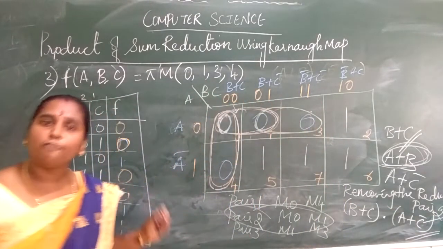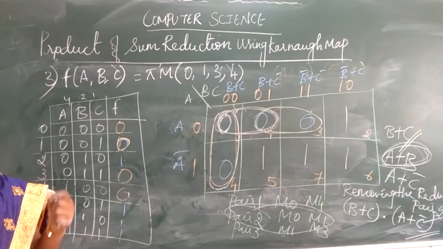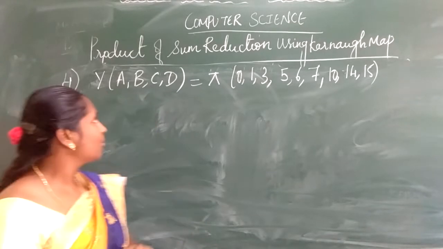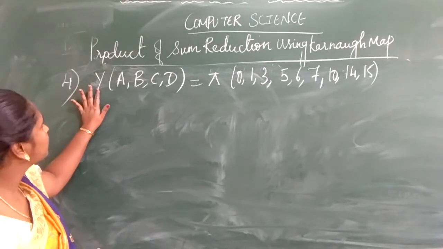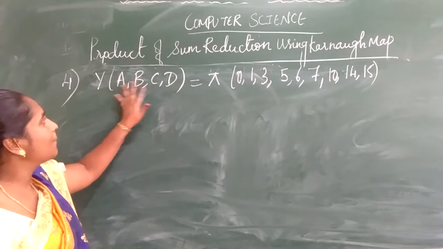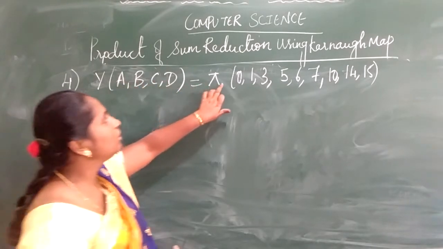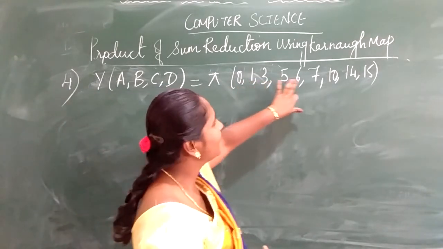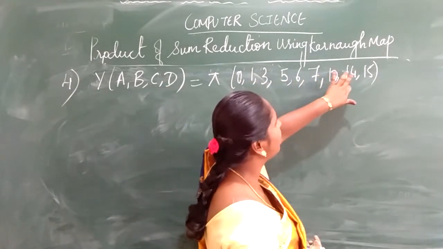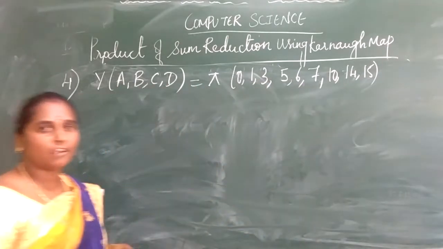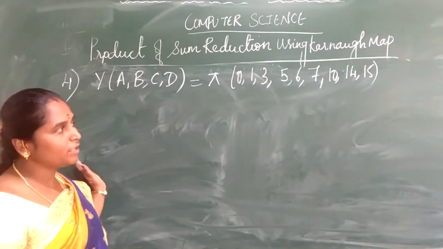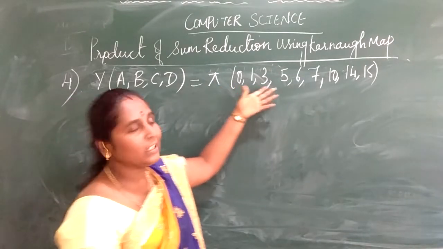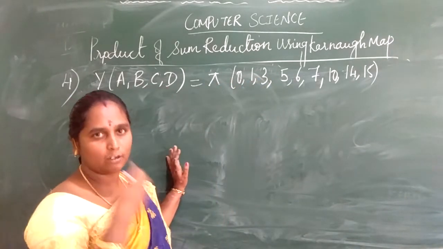Next we will see 4 input variables using max terms in your K-map. Your fourth problem is the function Y of A, B, C, D equal to pi of the max terms 0, 1, 3, 5, 6, 7, 10, 14, 15. For this, first you have to draw a truth table. From the truth table you mention the zero outputs, that is 0, 1, 3. Place the zeros in your output value.